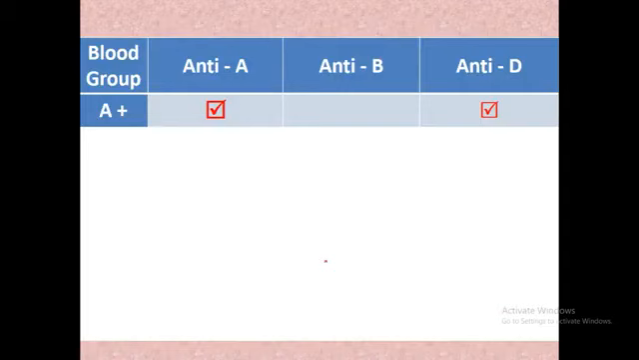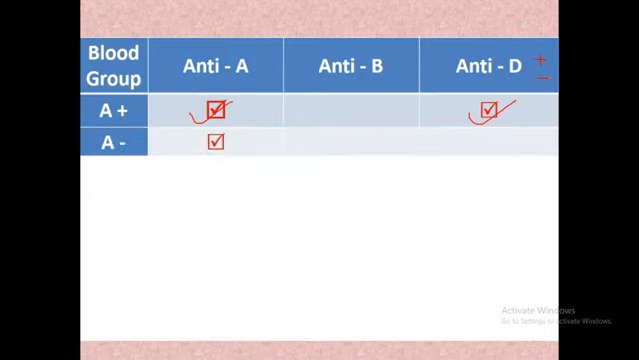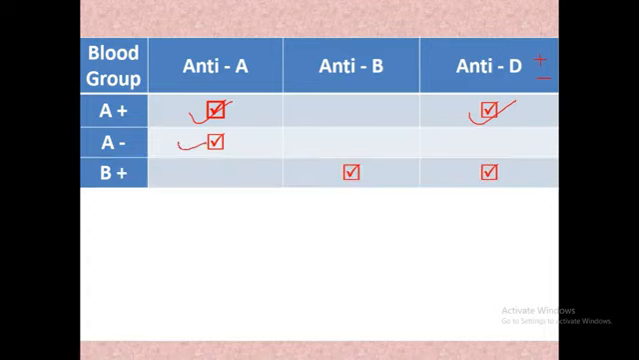So we have three solutions: NTA, NTB and NTD. Now for the person having A positive blood group, we find agglutination in NTA solution and in NTD solution. Remember this: whenever agglutination is present in NTD solution, the person has blood group positive, and whenever agglutination is not present in NTD solution, the person has blood group negative. The person having A negative blood group shows agglutination only in the NTA solution. If the person has blood group B positive, we find agglutination in NTB solution and NTD solution.